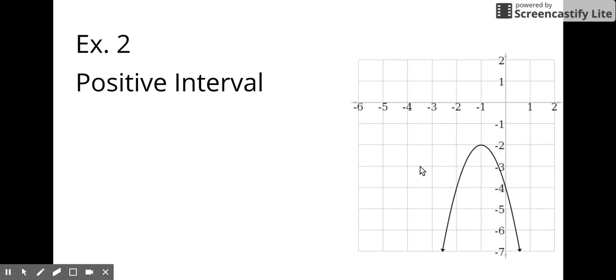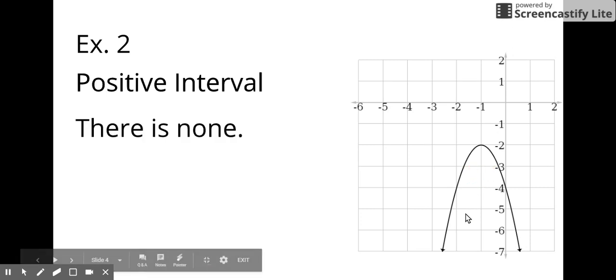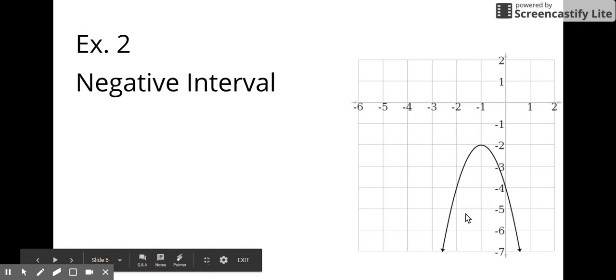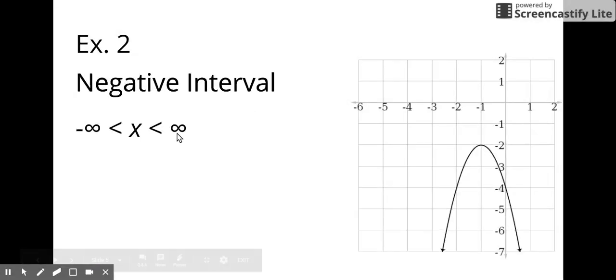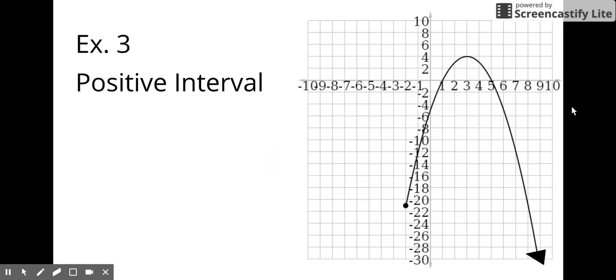symbol here. So for this example, we want to try to find our x-intercepts, but we don't have any. So that means that everything is negative, and so nothing is positive. And so you don't have a positive interval, and that's okay. Over here, we look at our graph, everything's negative. So that means all inputs, right? So between -infinity and infinity, your y values are going to be negative.